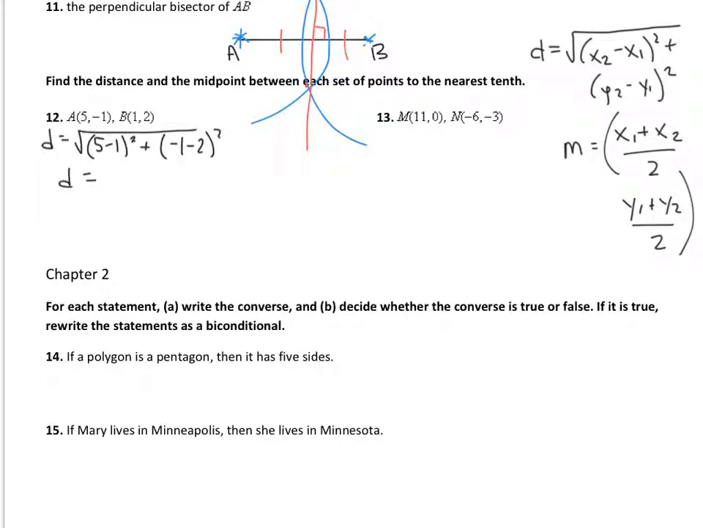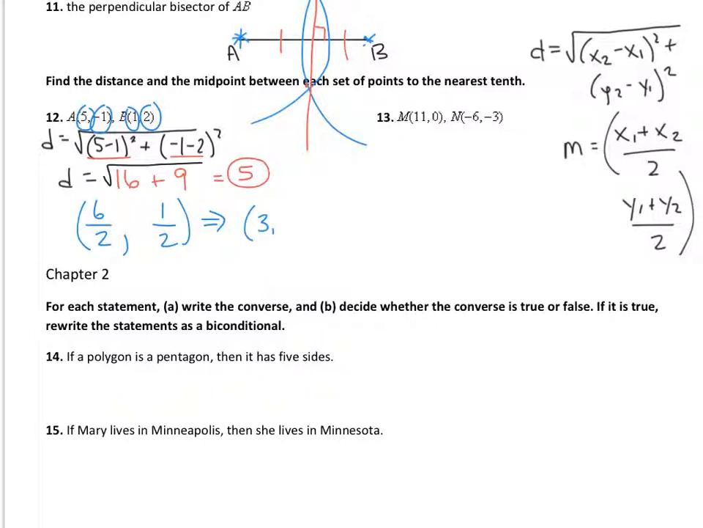Okay, so I plugged in these numbers. Now just be careful with your negatives. So this is going to be 4 squared, which is 16. This is going to be negative 3 squared. Negative 3 squared is a positive 9. So the square root of 16 plus 9 is the square root of 25, which is 5. That's the distance. The midpoint is add up your x's, so 6, and divide it by 2. Then add up your y's. Negative 1 plus 2 is 1, divided by 2. Now just reduce it, and then make sure you write it as an ordered pair. So this is going to be 3, 1/2.